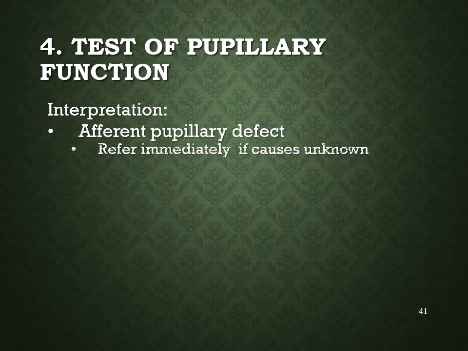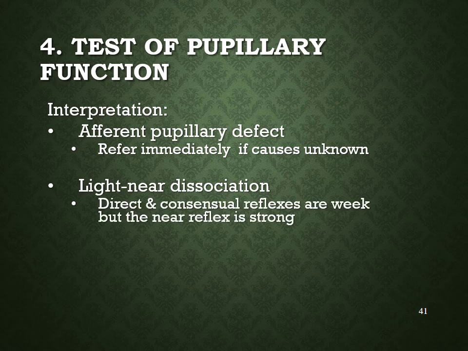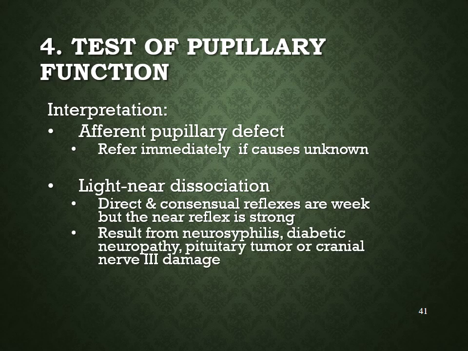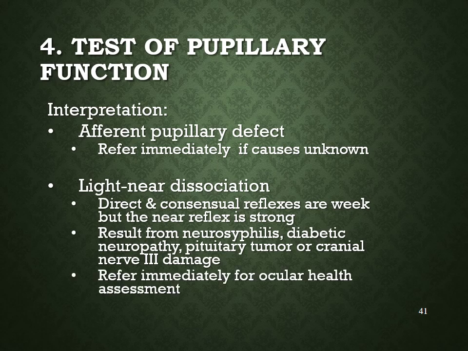Interpretation for the afferent pupillary defect. If you see any abnormality from the afferent pupillary defect test, for example, positive RAPD, you need to refer immediately if the cause is unknown. Interpretation for light-near dissociation: direct and consensual reflex are weak, but the near reflex is strong. Normally, it's because of neurosyphilis, diabetic neuropathy, pituitary tumor, or cranial nerve 3 damage. You need to refer immediately for ocular health assessment.